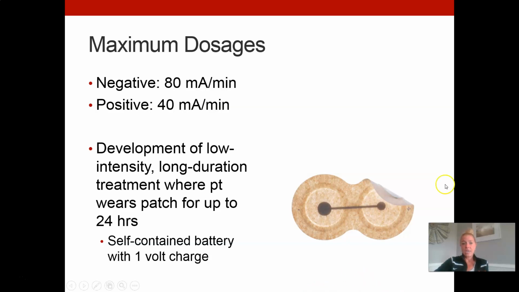I do have some examples of other types of electrodes that have been developed. This one in the picture here is a low-intensity, long-duration treatment patch where the patient can wear this for up to 24 hours. It has a little self-contained battery in there with a very small charge. So I have a couple different types of these that I can show you when we're in the lab.